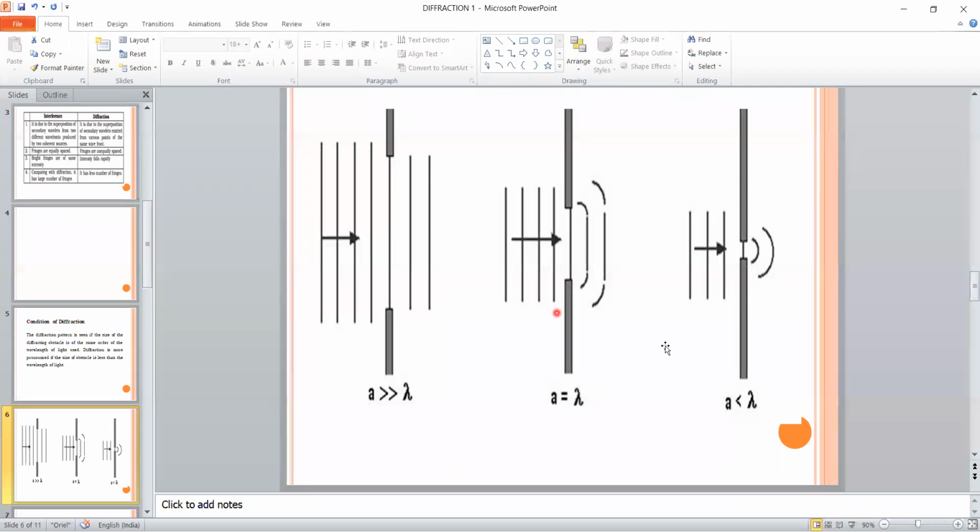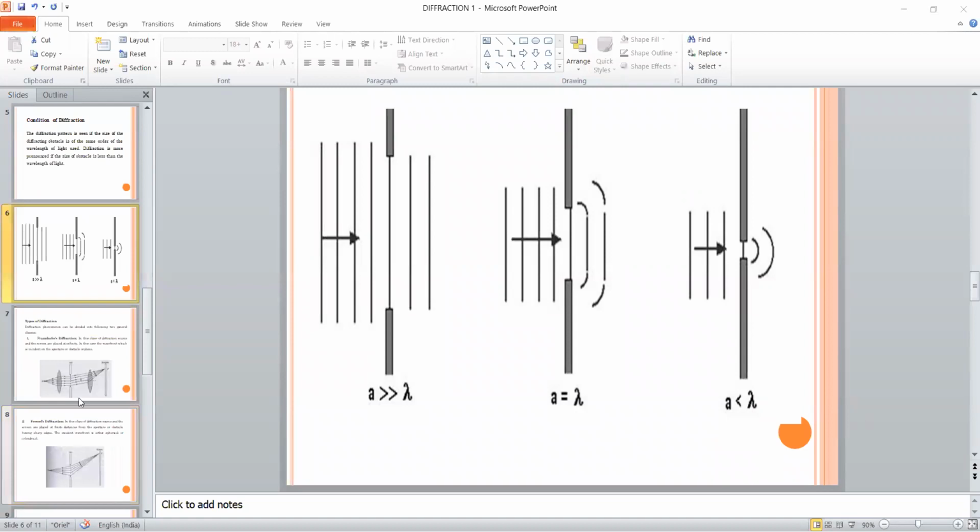Okay. As you observe this figure, the wavelength of the light is greater than the width of the slit. So here you observe a good diffraction pattern. So the good condition is nothing but A less than lambda. So I think you clearly understand what the good condition is for obtaining a good diffraction pattern. The good condition is A less than lambda. Okay.